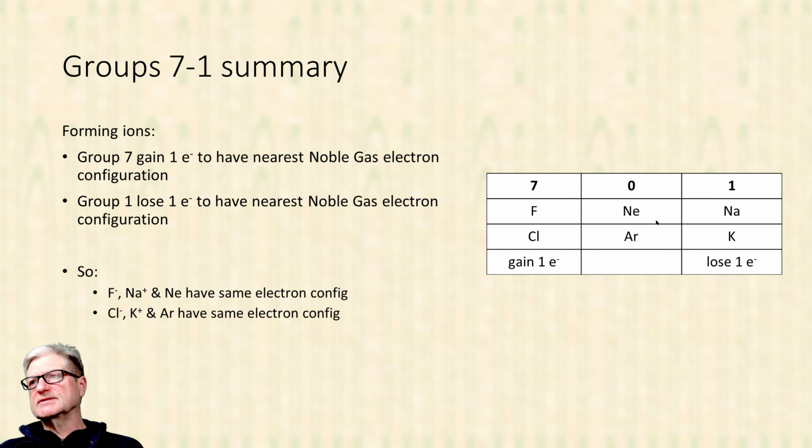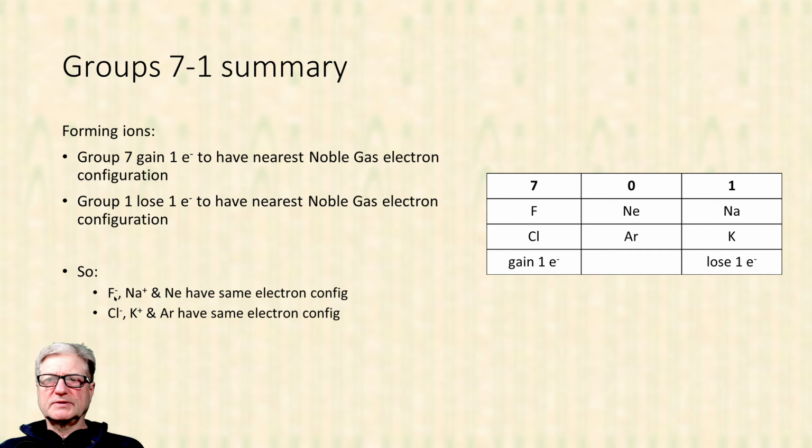Fluorine can gain 1 electron to become like neon. Sodium can lose 1 electron to become like neon. Chlorine can gain 1 electron to become like argon. Potassium can lose 1 electron to become like argon. So in fact, chlorine gaining an electron and potassium losing an electron, they both end up with the same electron configuration as argon. One really common substance is a reaction between sodium and chlorine, where sodium loses the electron to chlorine. Chlorine becomes like argon, sodium becomes like neon. All right, so that's basically summarized there in that slide.